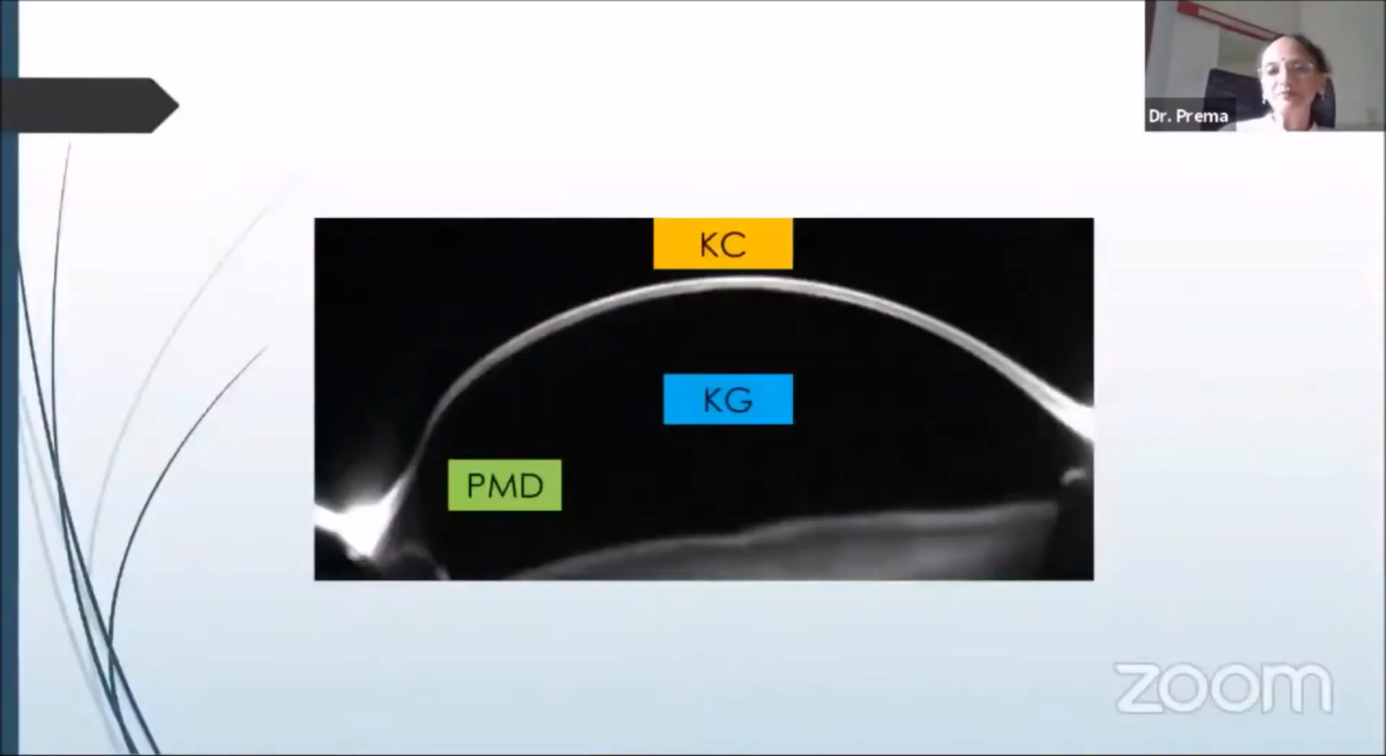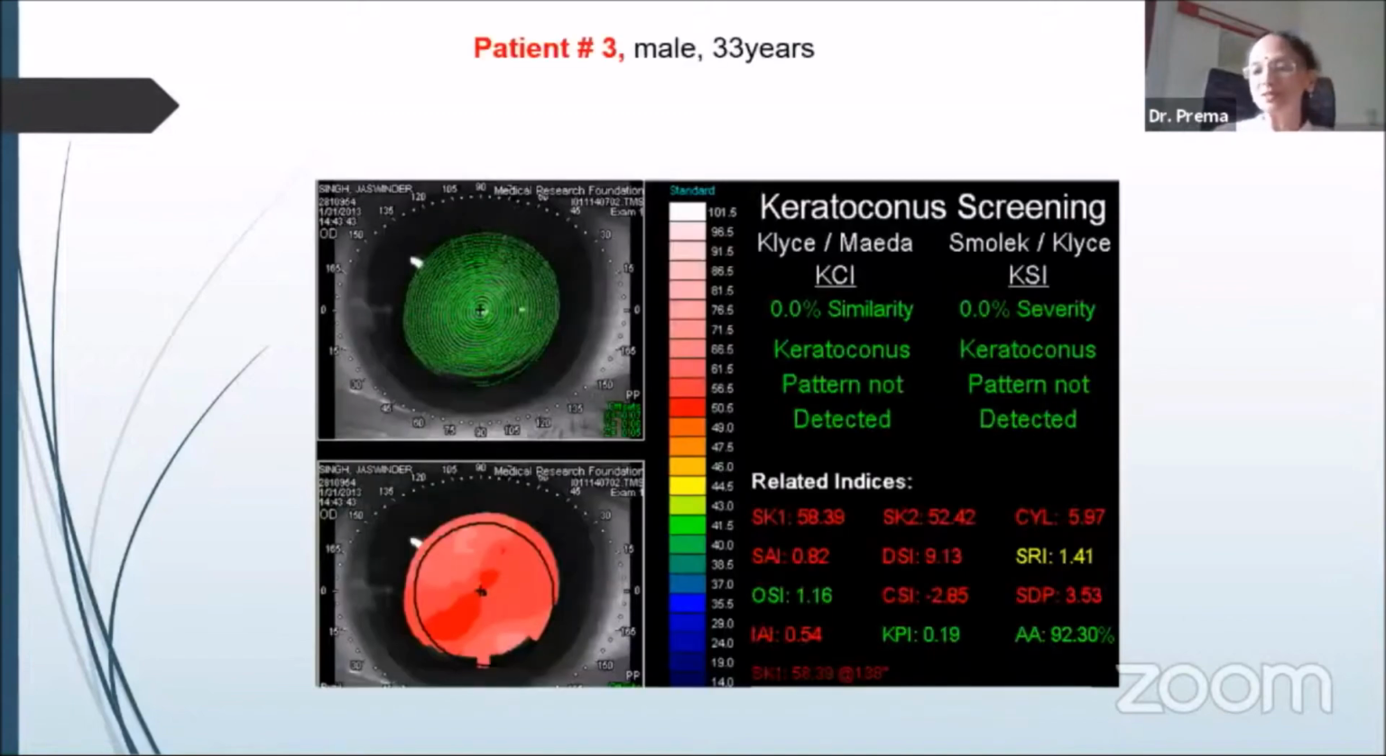So the Scheimpflug image confirms that there is an element of keratoglobus with a normally high anterior chamber, a globally thin cornea, a keratoconus in the center, and a PMD. And just to take you back to where we began, if we were to go back in time, and if we had just stuck to the placebo-based system, we would have remained clueless in this situation. Thank you very much.